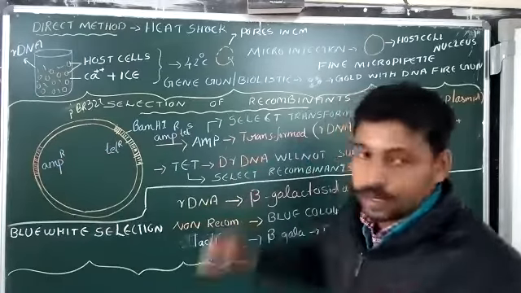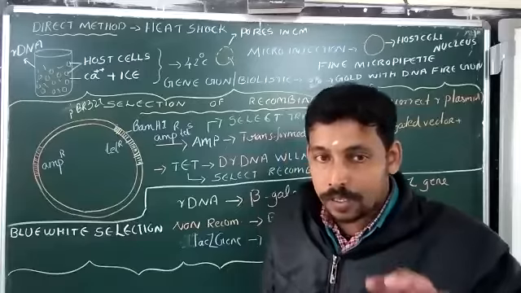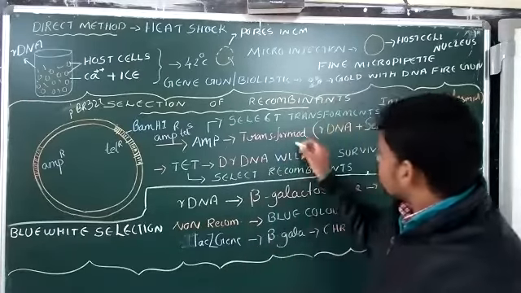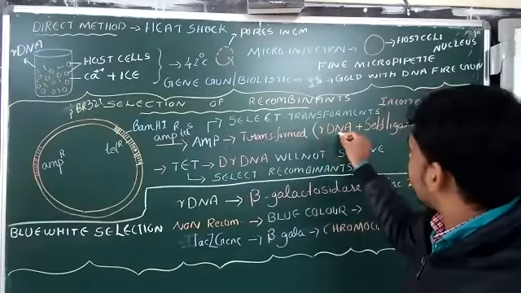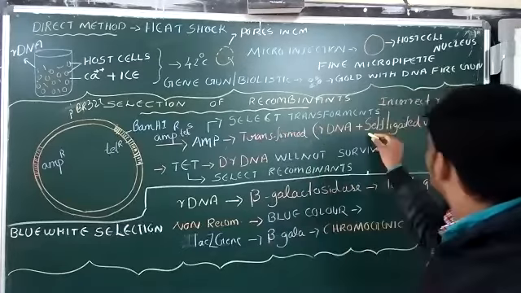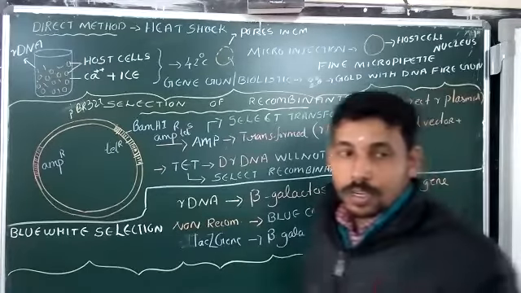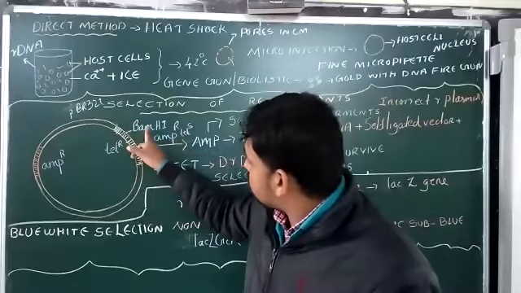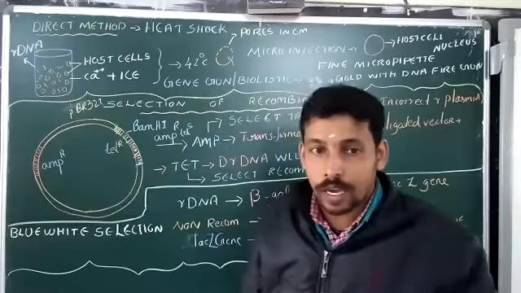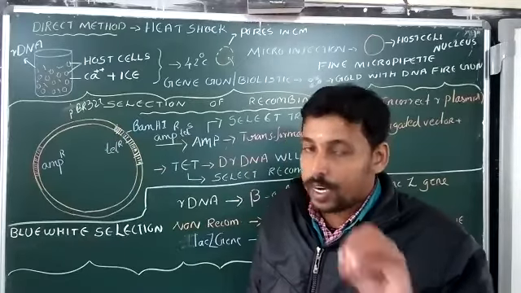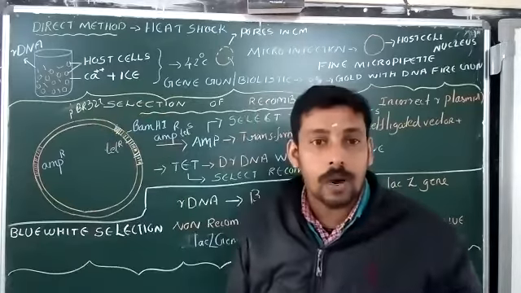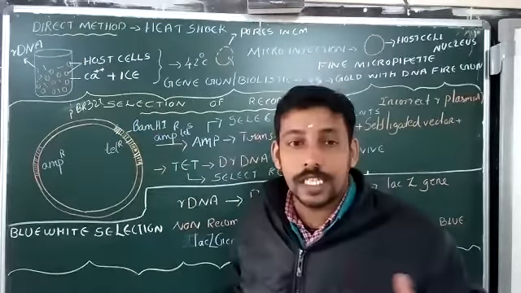Now we can say all these are transformed. It's very important. Transformed means what? Sometimes it may be the desired recombinant DNA, or sometimes it may contain a self-ligated vector. We have taken the BamHI enzyme, so it will make a cut. Suppose none of the foreign DNA is inserted in this vector. What will happen? The vector itself ligates.